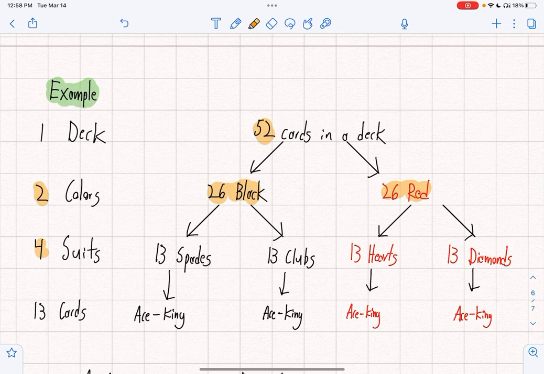And then there are four suits. And two of the suits are black, two of the suits are red. So we've got 13 spades, 13 clubs, 13 hearts, and 13 diamonds. And then finally, within each suit, there are 13 cards, right? You can have an ace through a king. So ace, 2, 3, 4, all the way up to 10, jack, queen, king. That's 13 cards for every suit. So let me get some of these.